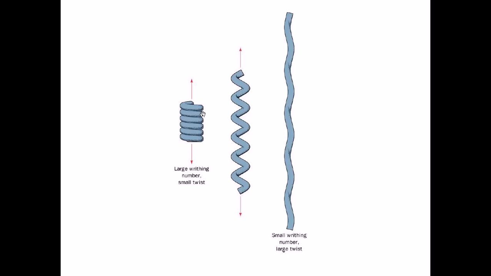Now if we have a large writhe number, it means the duplex is crossing the superhelical axis more times, so it will give us a very small twist. But if we have a small writhe number, it will give us a larger twist. If you make more supercoils, it will give you a higher writhe number, and as a result the twist will become less. But as you make it less supercoiled, with a smaller number of writhes, it will give you a large twist.